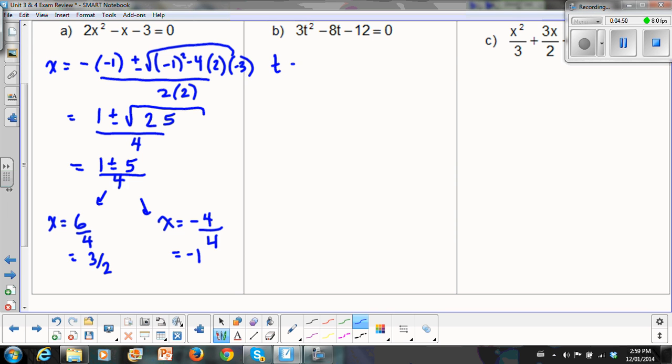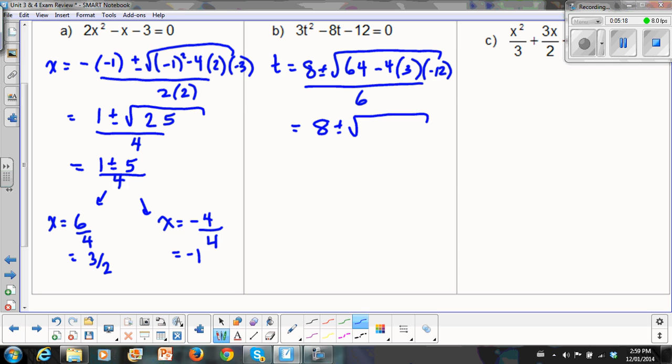Here we'll just use the variable t. Same idea. The negative of -b, I'm going to skip steps, is 8. Let me write that a little nicer. t equals 8 plus or minus the square root of negative 8 squared is 64 minus 4 times 3 times negative 12, the 4ac, all over 2a, which in this case is 6. 8 plus or minus the square root of 64 minus, plus 144. 208 all over 6.